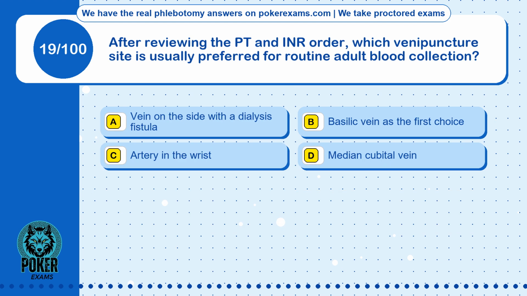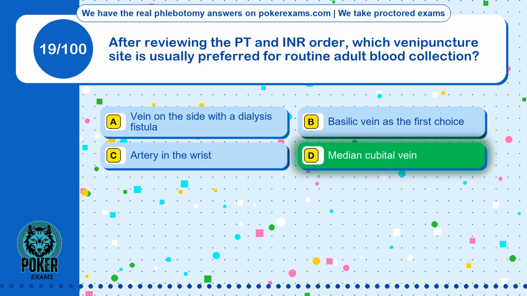Question 19. After reviewing the patient's order, which venipuncture site is usually preferred for routine adult blood collection? Option A, vein on the side with a dialysis fistula. Option B, basilic vein as the first choice. Option C, artery in the wrist. Option D, median cubital vein.